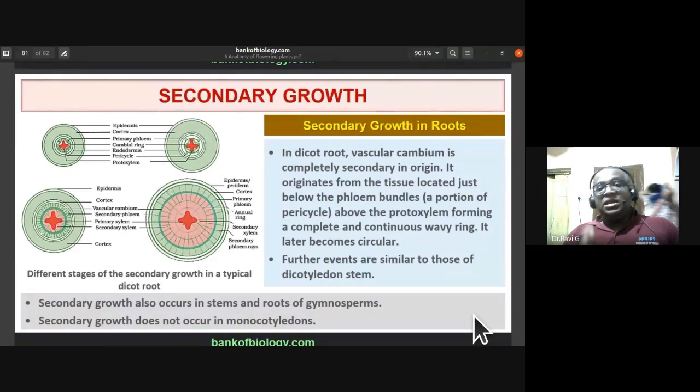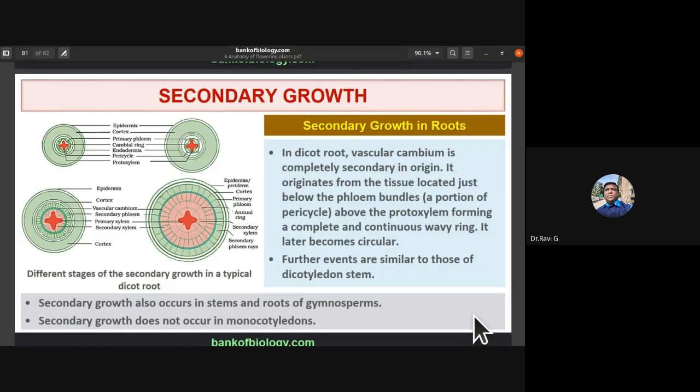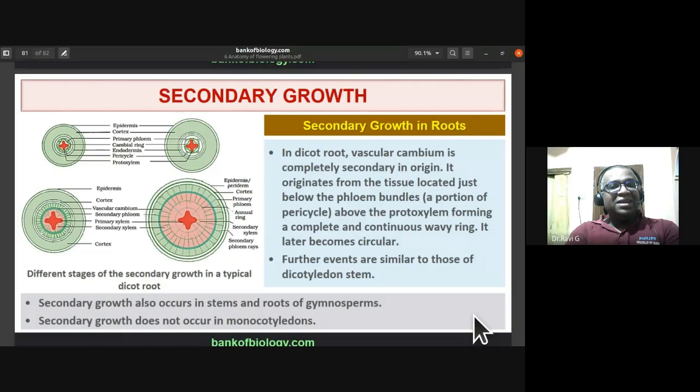So the xylem is in one radii, alternating to that is the phloem. So you have tetrarch, exarch arrangement of xylem and phloem together. So you have that condition. So now the pericycle is going to produce lateral roots and cambium. I told you, in dicot roots, the vascular cambium is completely secondary in origin.